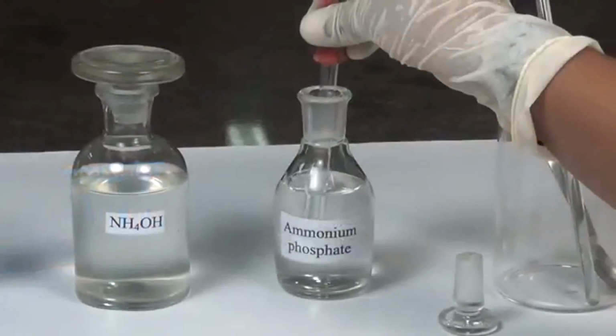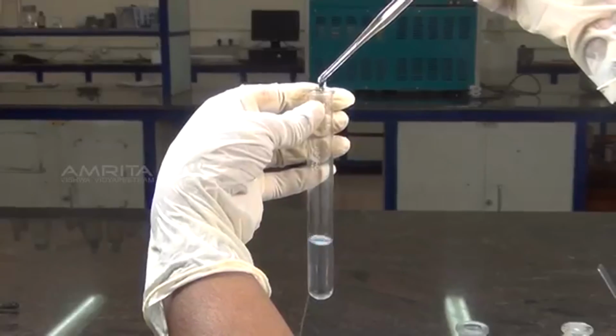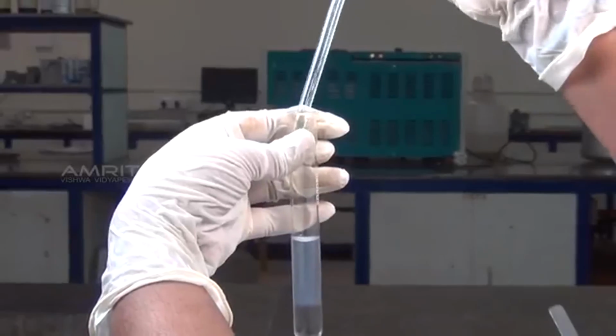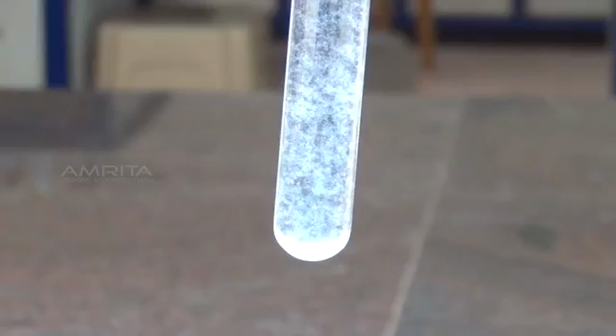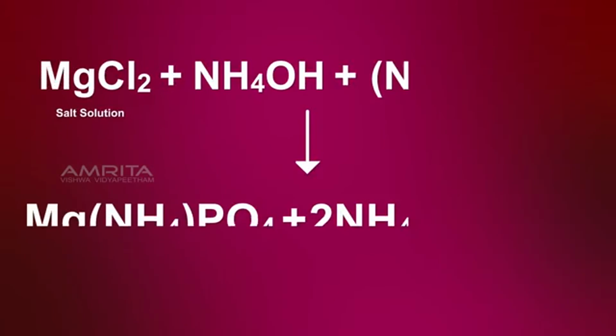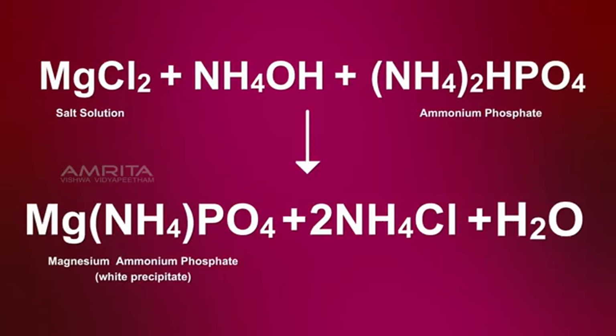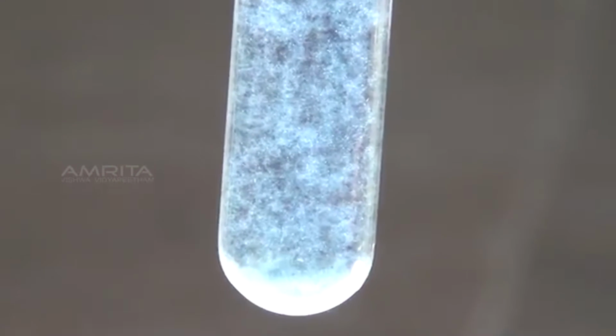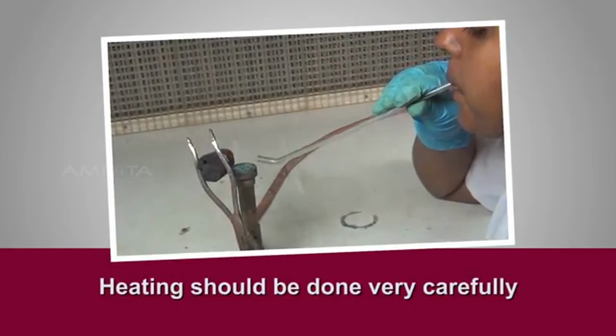Then, add a small quantity of ammonium phosphate solution to the test tube. Now scratch the inner sides of the test tube using the glass rod. A white precipitate of magnesium ammonium phosphate is formed due to the reaction of magnesium ions with ammonium phosphate. Precautions: heating should be done very carefully.